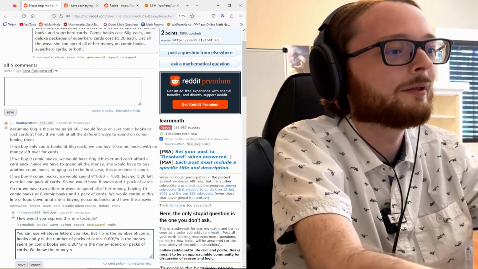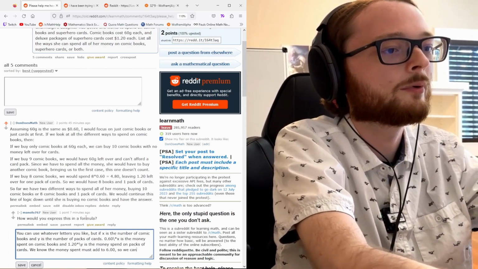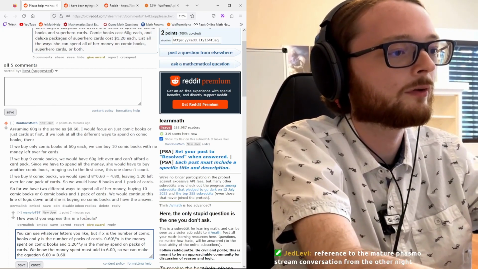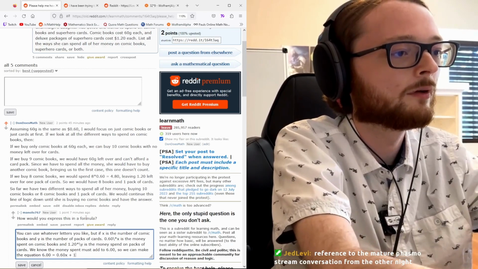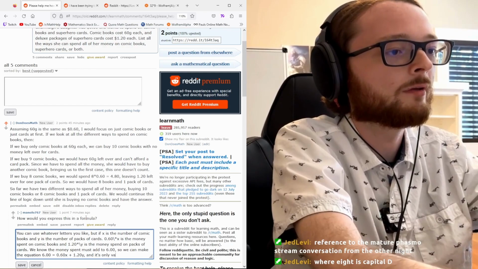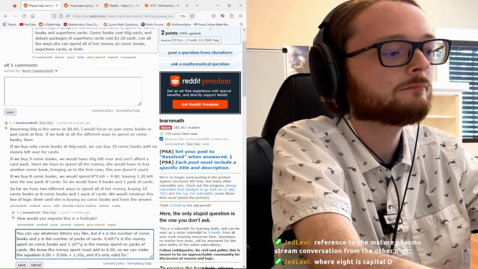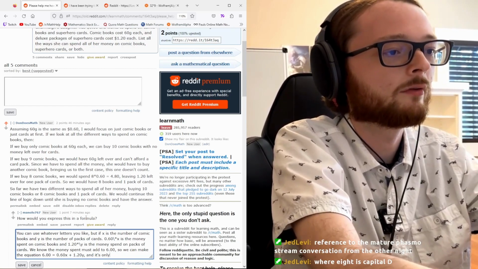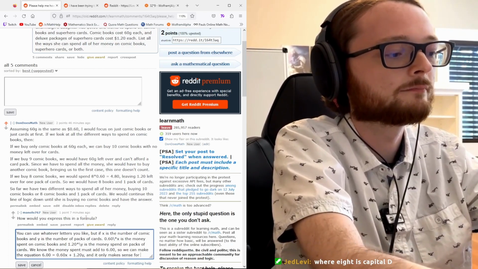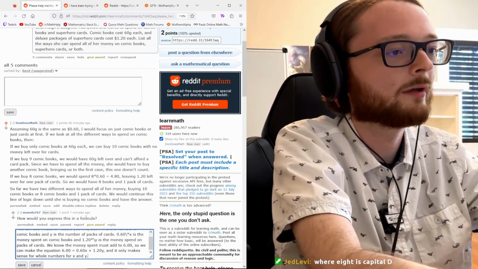We know the money spent must add up to 6, so we can make the equation 6 equals 0.60x plus 1.20y. It's only valid, and it only makes sense, for whole numbers for x and y.